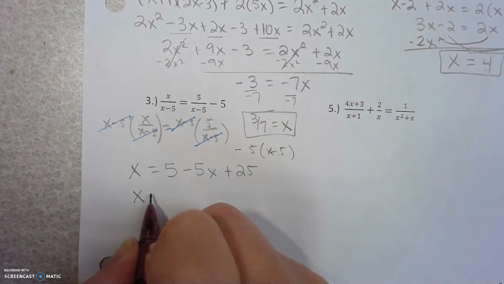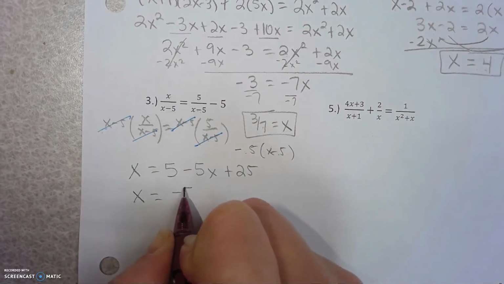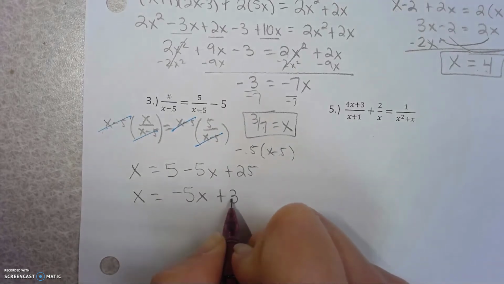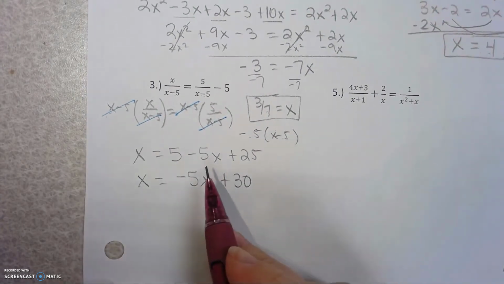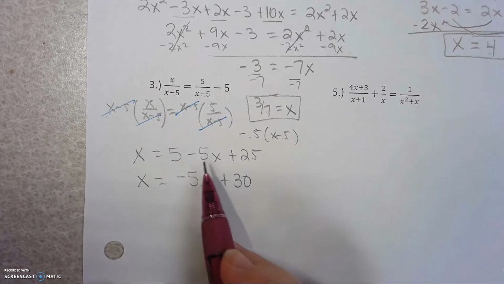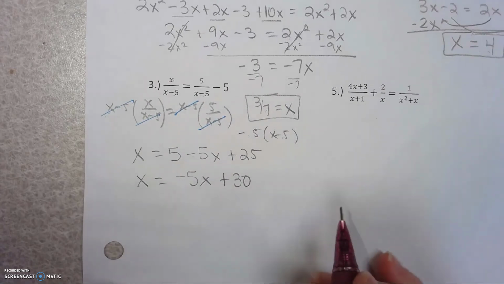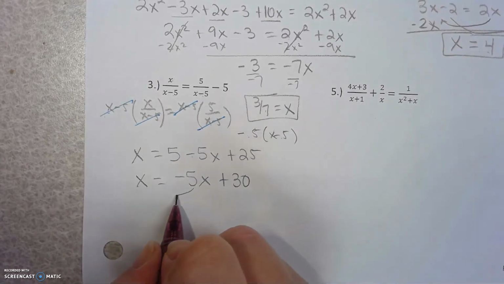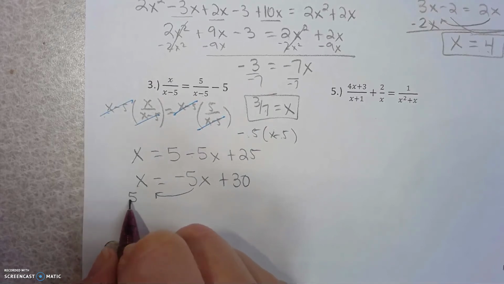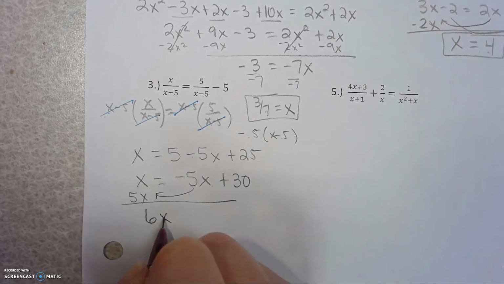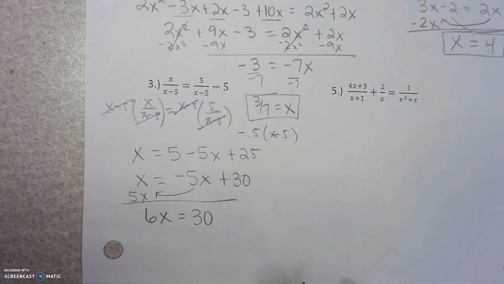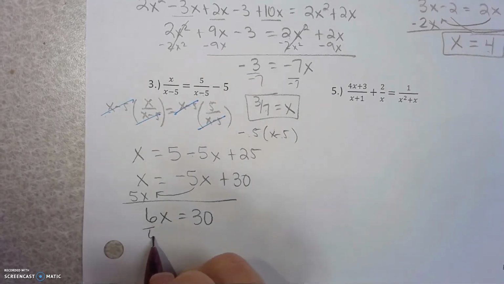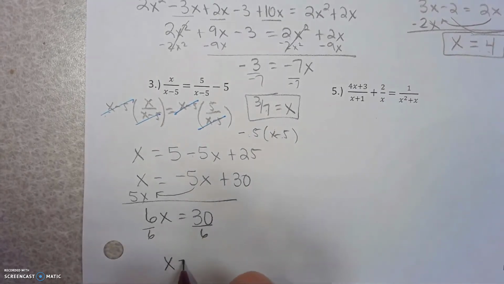I'm going to combine like terms. So I put the 5 and the 25 together to get 30. Make sure you bring down negative 5x. This is linear, so I'm going to move this 5x over here with this x to get 6x equals 30. Divide both sides by 6, and then I find that x equals 5.